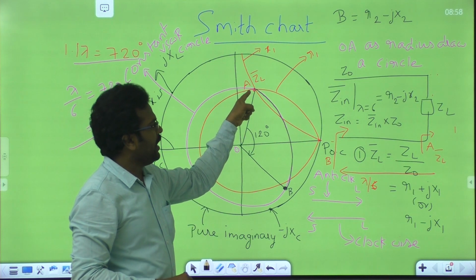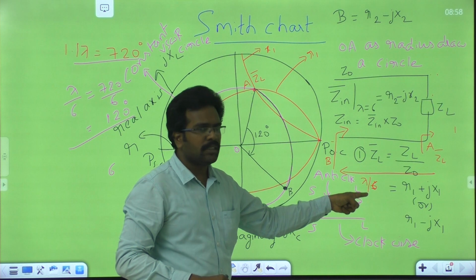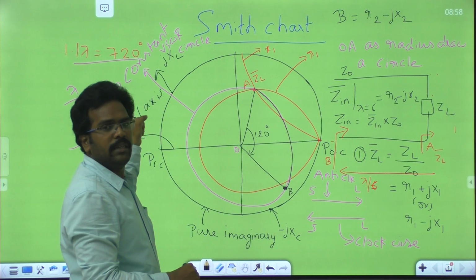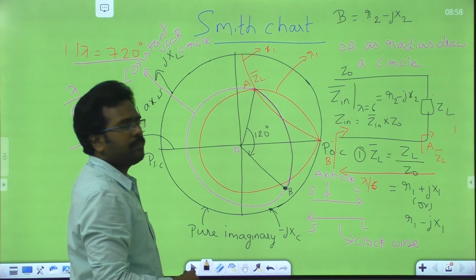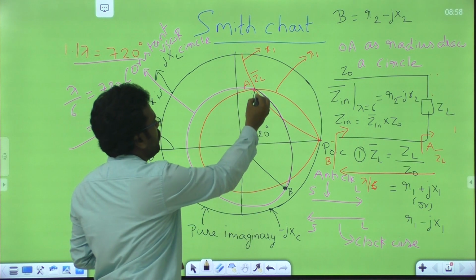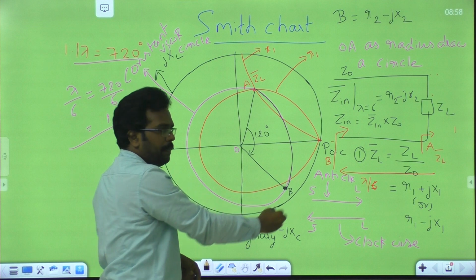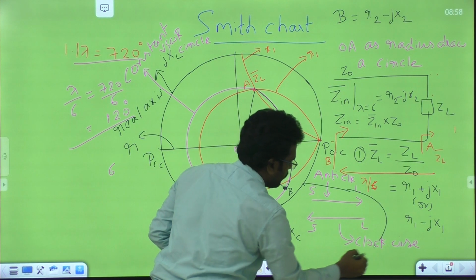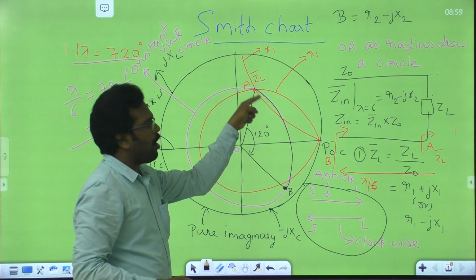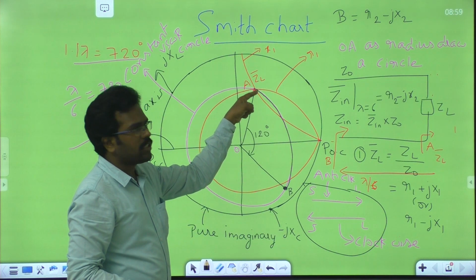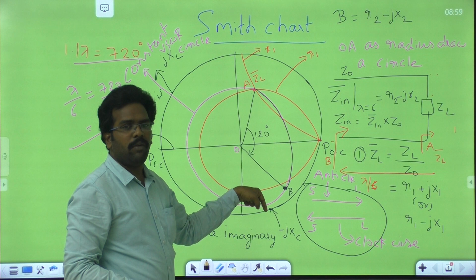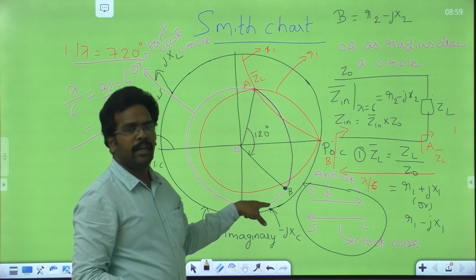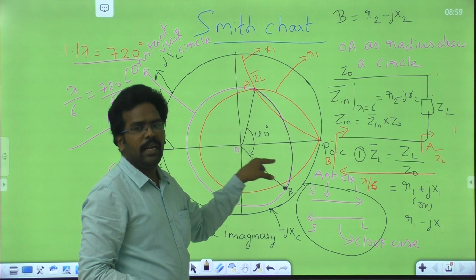From point A travel a distance of lambda by 6. How to find lambda by 6? 1 lambda means 720 degrees, so divided by 6 gives 120 degrees. So from point A move in the clockwise direction on this constant VSWR circle by a distance of 120 degrees. That gives the B point. At B point, identify the R circle and X circle.